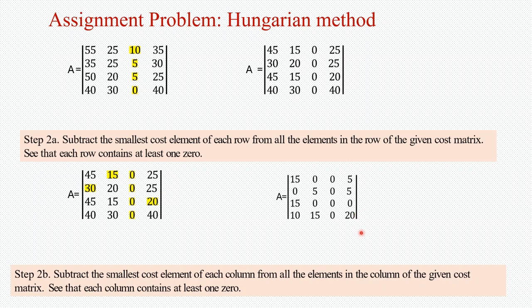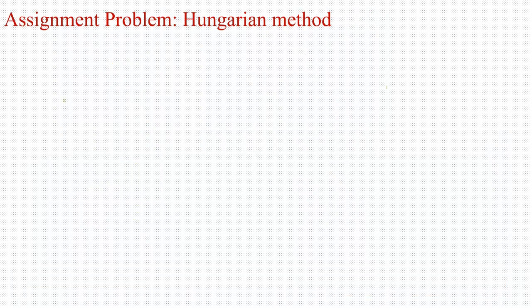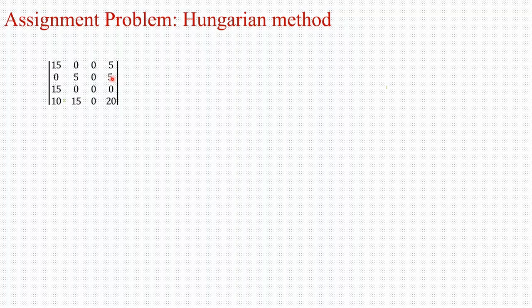Step 3. Assigning 0. Examine each row. In the first row, there is more than one 0, so skip the row. In the second row we see 2 zeros, so skip this row. In the third row we see more than 1 zero, so skip this row. In the fourth row there is only one 0, so we mark it and delete that column by drawing a vertical line.